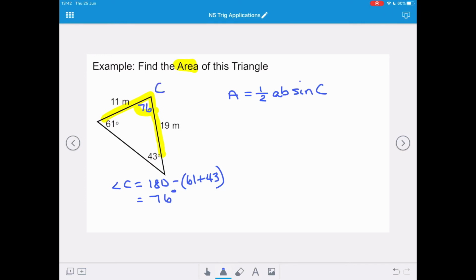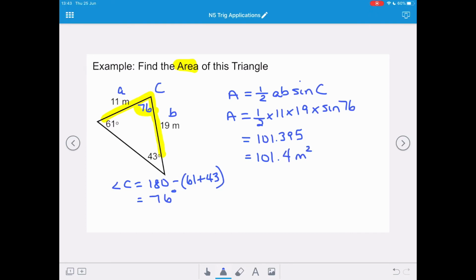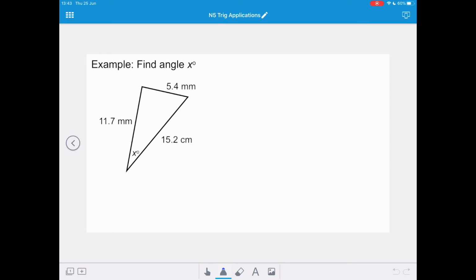So now we can mark that as angle C and our sides a and b and substitute those values into our formula. So we've got a half multiplied by 11 multiplied by 19 multiplied by the sine of 76 degrees. And that's going to give us an area of 101.395 and so on. Rounding that to one decimal place gives us an area of this triangle of 101.4 squared metres.